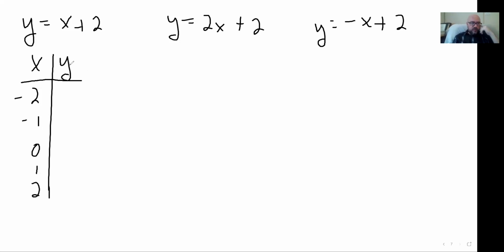The y's here: when I put in -2 for x, -2 plus 2 is 0. So y is 0. -1 plus 2 is 1. 0 plus 2 is 2. 1 plus 2 is 3. 2 plus 2 is 4.